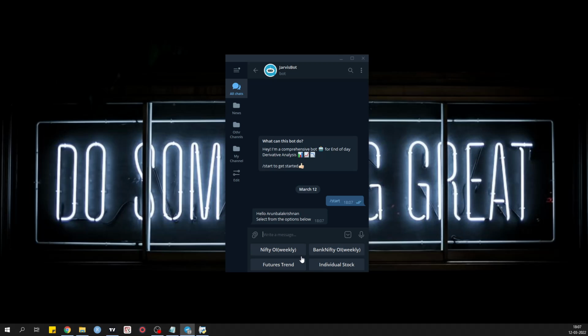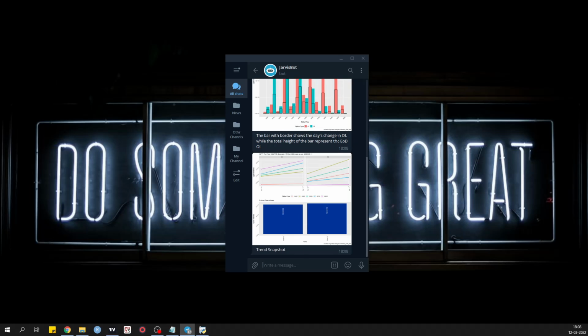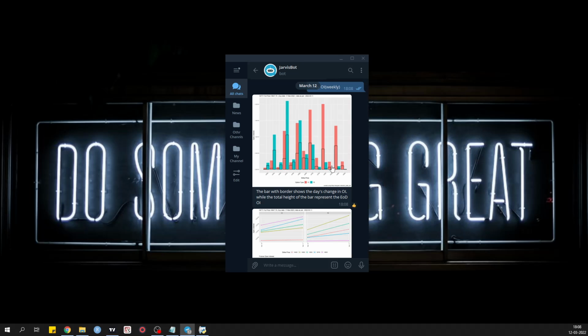Nifty OI weekly gives a plot of Nifty's open interest in both futures and options. It gives the weekly expiry because the majority of traders who trade Nifty and Bank Nifty choose weekly expiry over monthly expiry. So, considering the majority, I have developed this bot for analysis of weekly open interest for Nifty and Bank Nifty. Let's click it. Within seconds it throws 2 results, 2 graphs, and there is a caption.